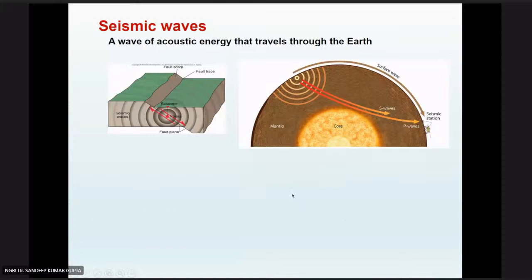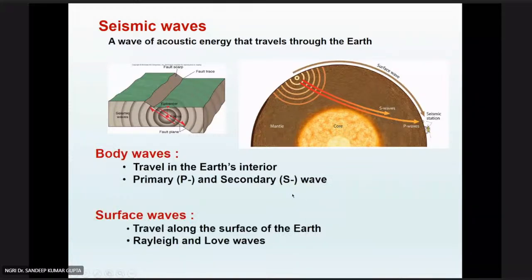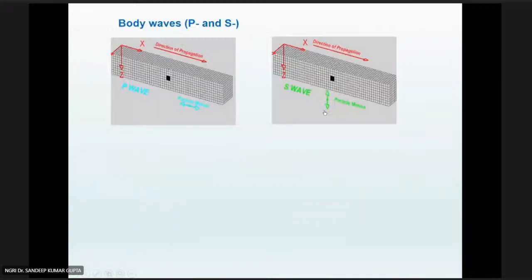Based on these, we characterize seismic waves into 2 main types. One is body waves, which travel inside the earth. They are mostly of 2 categories: primary wave and secondary wave. Similarly, surface waves travel along the surface of the earth, and they are of 2 types again: Rayleigh wave and Love wave. I want to show you how they travel.